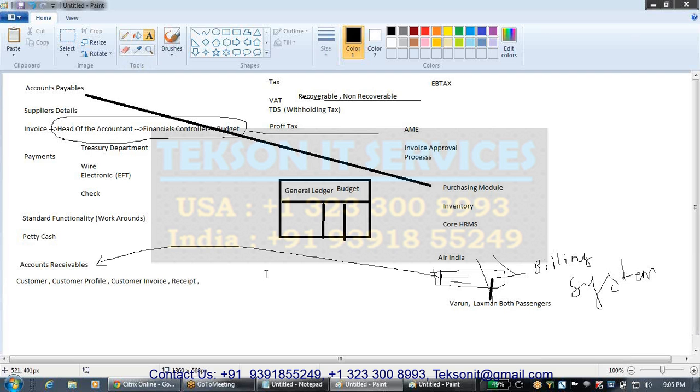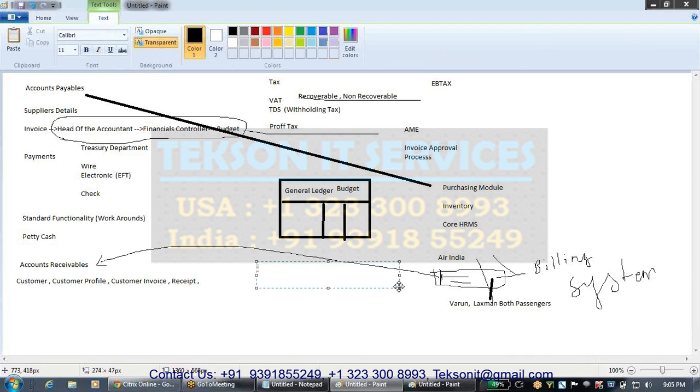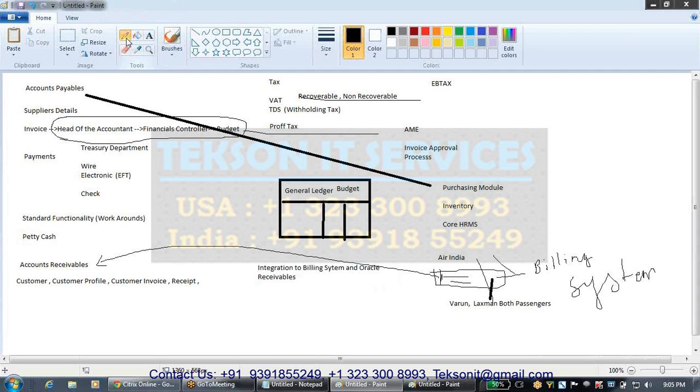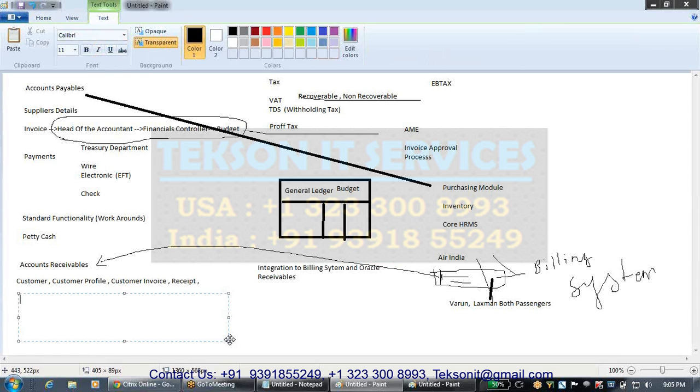So nothing but they do the integration between the billing system and Oracle. To do the integration, here we need a technical consultant as well as a functional consultant. I will even explain the roles and responsibilities of the technical consultant and how exactly you need to give the inputs to the technical consultant.